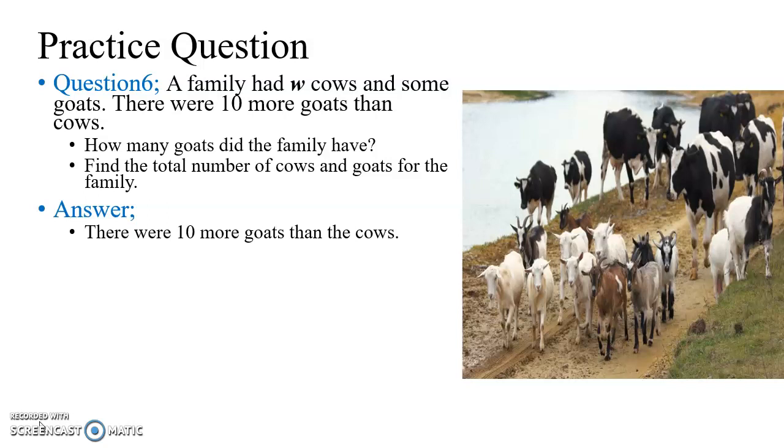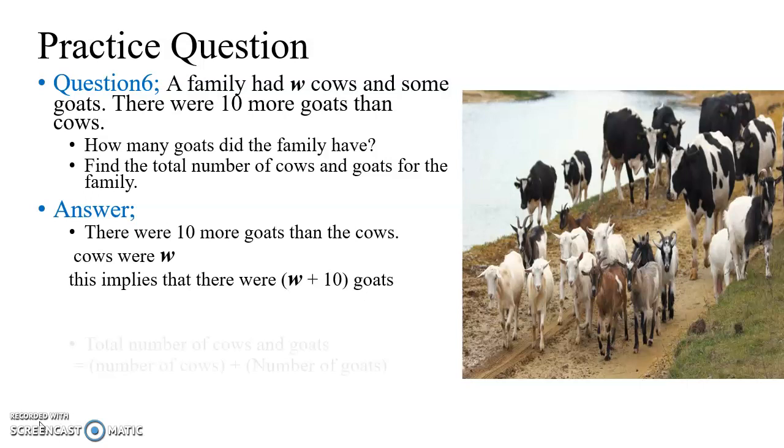So note that there are 10 more goats than cows. So you need first of all to identify what the number of cows is. Looking at the question, we are told that there were W cows. So the number of goats equals 10 more than the number of cows that you've been given. This implies that there were W plus 10 goats.